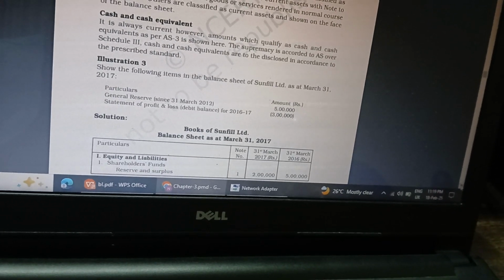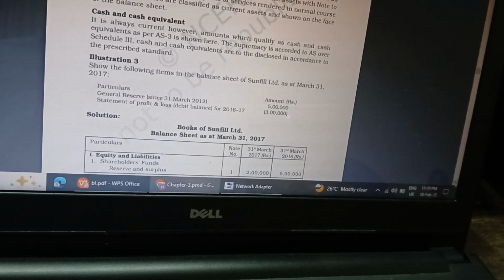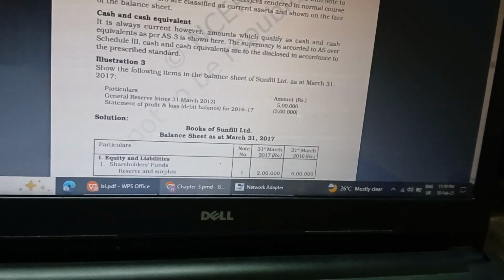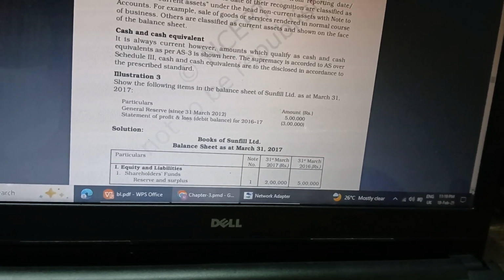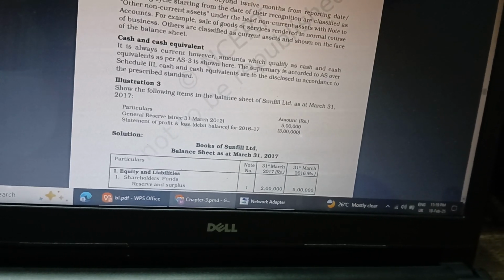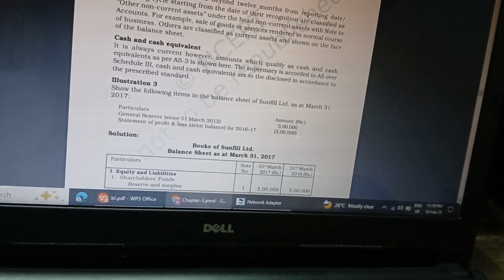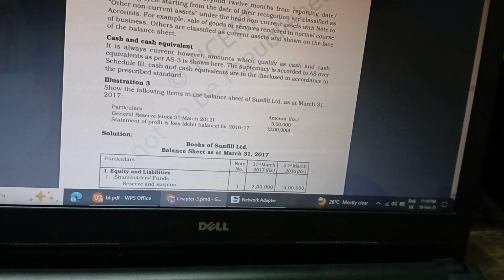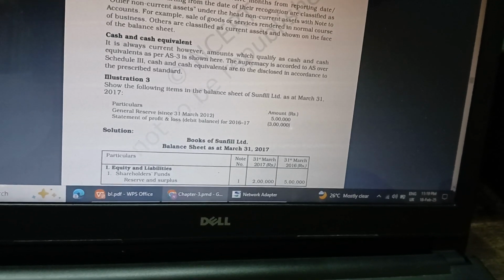For example, sale of goods or services rendered in the normal course of business. Others are classified as current assets and shown in the balance sheet. Then cash and cash equivalent. It is always current. That is cash and it's a current asset. Amounts which qualify as cash and cash equivalents should be shown under Accounting Standard 3. The supremacy is given to the accounting standard over Schedule 3. Cash and cash equivalents are to be disclosed according to the prescribed standard.